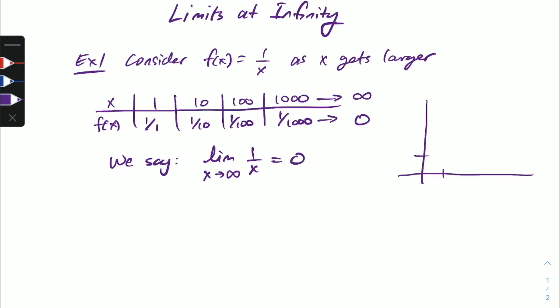So if we put 1 into this function, we get 1. If we put 2, we get a half. If we put a half, we get 2. So we have this function that is getting closer and closer to 0 as we go further and further out. Okay, so it has a horizontal asymptote, y equals 0.